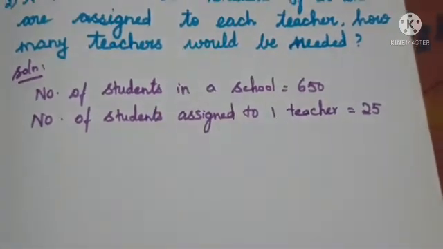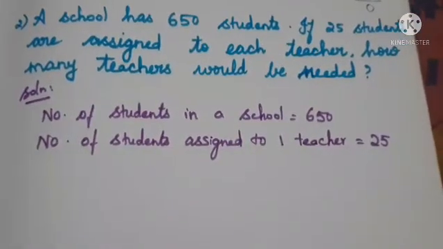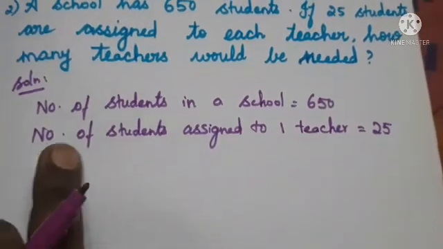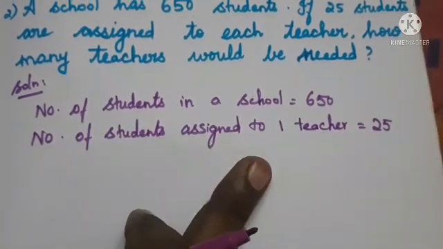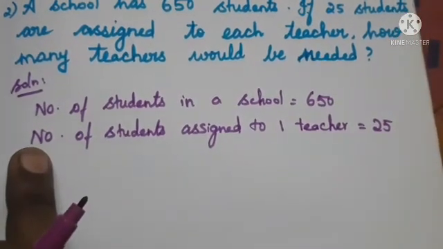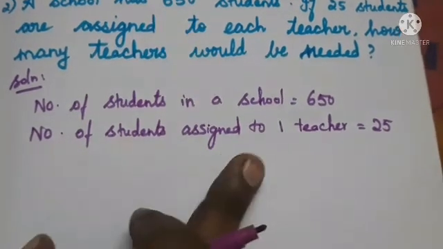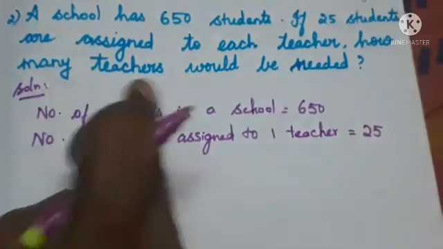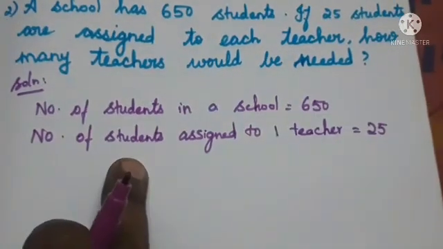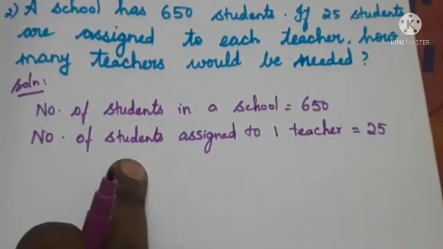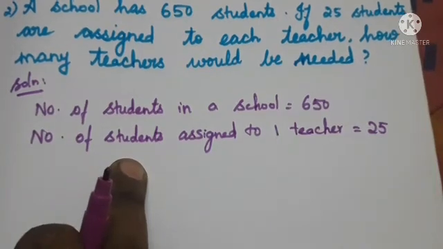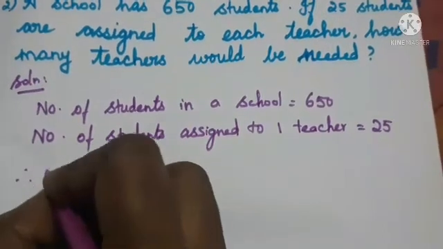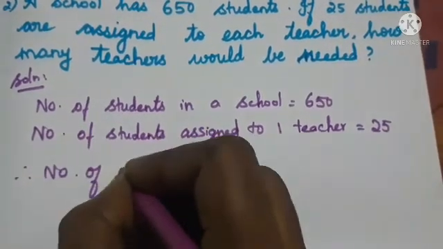So listen once again. How many students are there in a school? There are 650 students in a school. Next they are assigning 25 students to one teacher, so we can write number of students assigned to one teacher is equal to 25. They asked us to find out how many teachers would be needed. If you arrange 25 students to a teacher, how many teachers are needed to assign the 650 students?